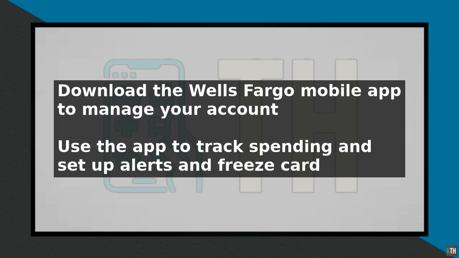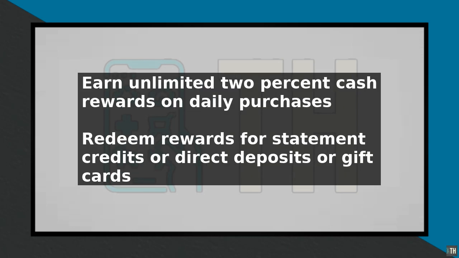To redeem your rewards, log into your account through the Wells Fargo website or mobile app. You can redeem your cash rewards for statement credits, direct deposits, or gift cards. You can also set up automatic redemptions, so your rewards are redeemed at a set threshold, such as every time you earn $100 in rewards.